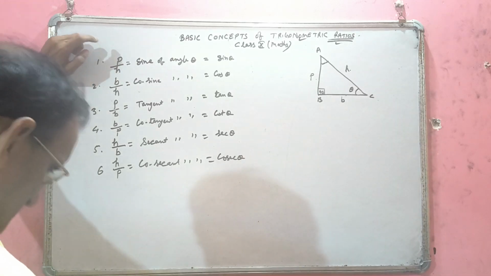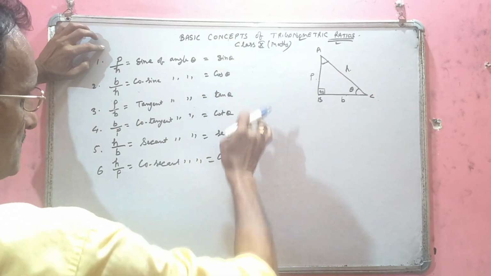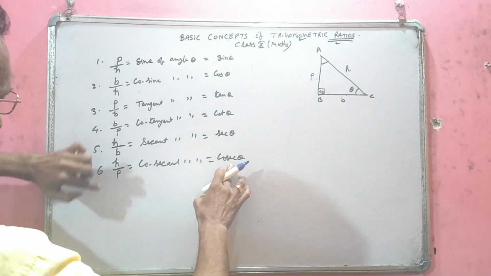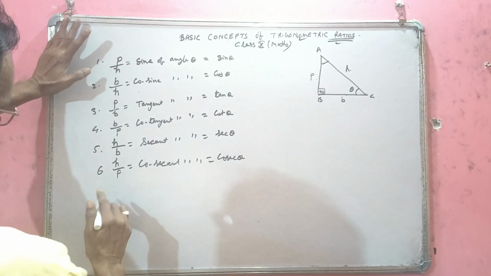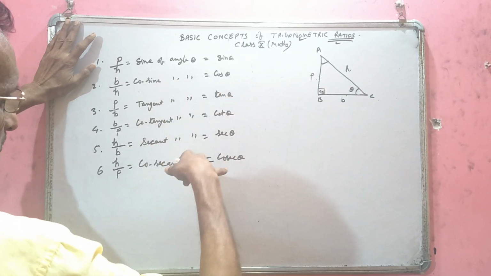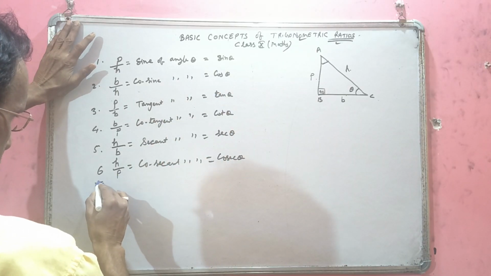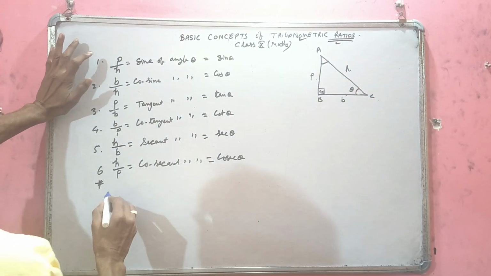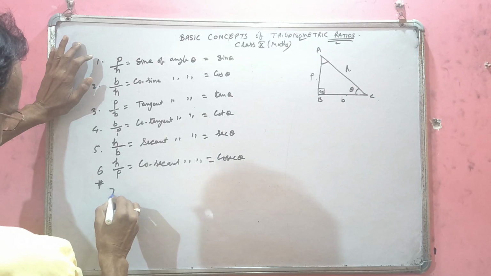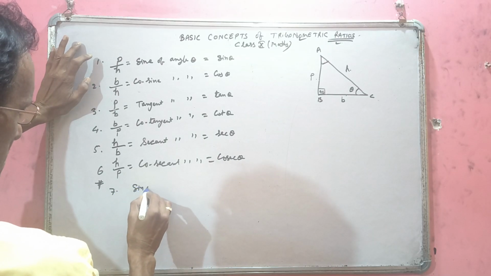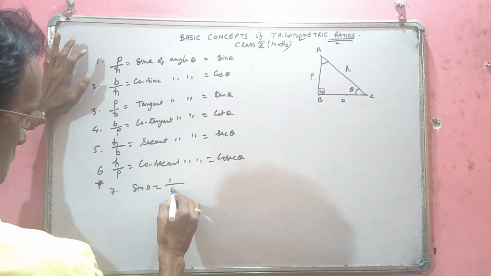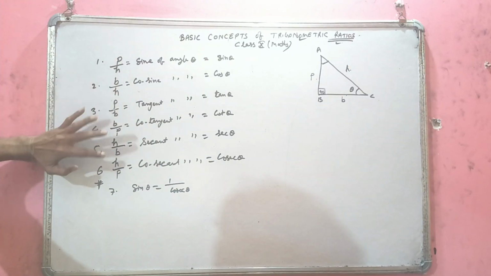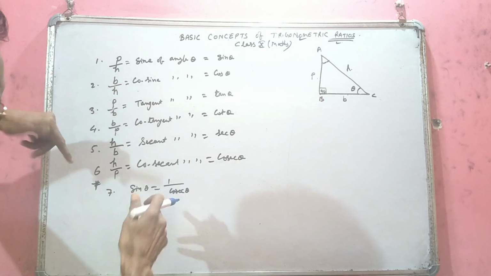Can you see the relation between sine and cosec? What is sine? P by h. What is cosec? H by p. Is it reciprocal? Yes. So you can have relations between the trigonometric ratios. From here onwards, I will explain the relations between different trigonometric ratios. So you can say sine theta is the reciprocal of cosec theta. See, from the definition only: sine is p by h, cosec is h by p. So reciprocal means 1 by.